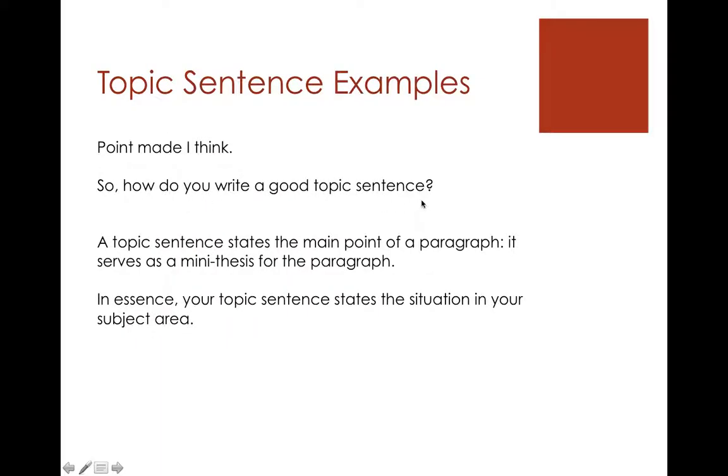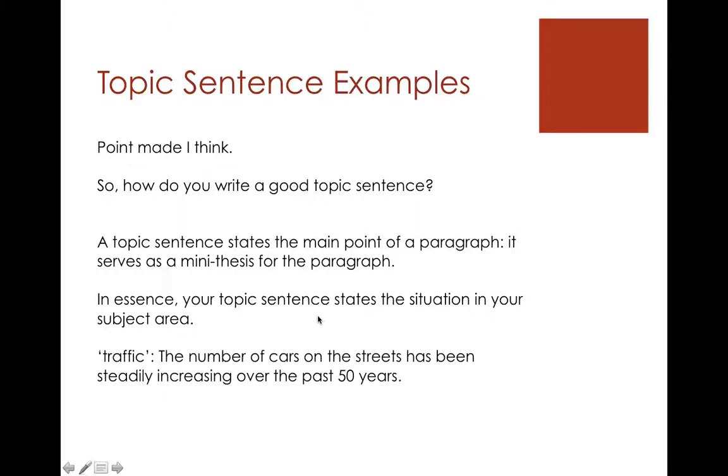So how do you write a good topic sentence? A topic sentence states the main point of a paragraph. It serves as a mini thesis. In essence, your topic sentence states the situation in your subject area. For example, traffic. Let's say we're writing an essay on traffic. First sentence of the essay, the number of cars on the streets has been steadily increasing over the past 50 years. This tells you the situation of this.